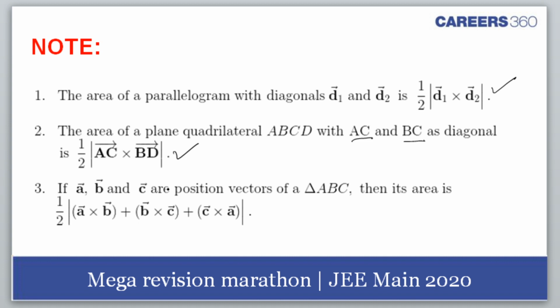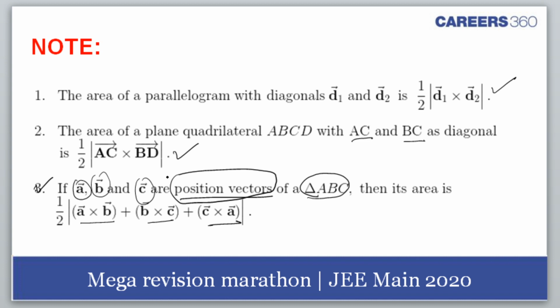Now, by the way, there is another formula for the area of a triangle ABC. If A, B, C are the position vectors, mind you, then its area is given by half of the mod of A cross B plus B cross C plus C cross A. The half would come outside. This is one of the formulas for the area of a triangle, but this is only when A, B, and C are position vectors. I hope everybody is okay with this.